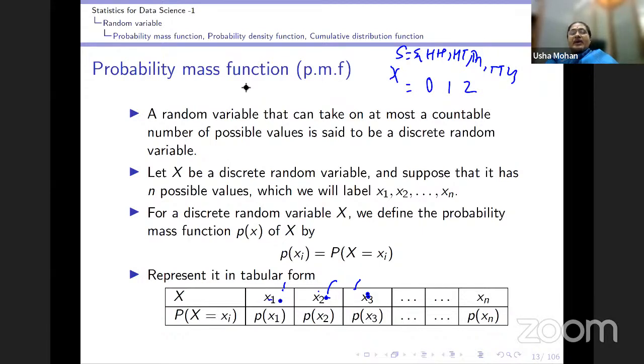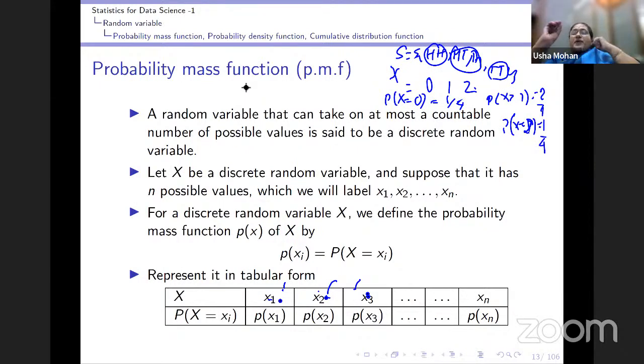Associated with every value X takes, I know the probability. Probability of X equal to 0 corresponds to the outcome TT, so the probability of X equal to 0 is 1 by 4. Probability X equal to 1 corresponds to these two outcomes, so that is 2 by 4. And probability X equal to 2 corresponds to this outcome, which is again 1 by 4. So corresponding to every value, I have a probability associated with it. That probability of X equal to xi is what we refer to as the probability mass function.